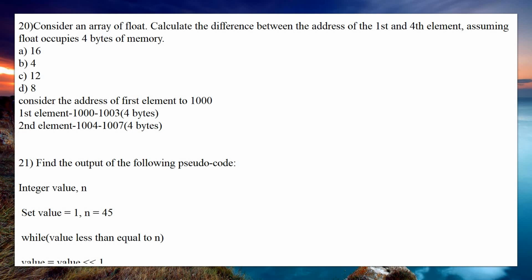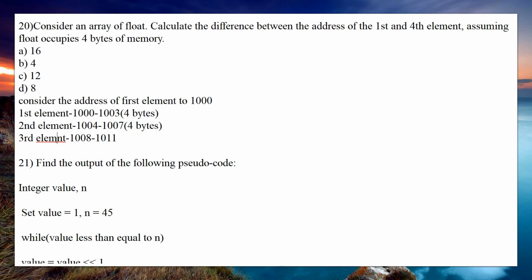So again, the next one is the third element, and the next one is the fourth element. You need to find the difference between the first and the fourth. So you need to find the difference between the first till the fourth element. Then the next one is the third element. In case of the third element, it will be 1008, 9, 10, 11, so 1011.